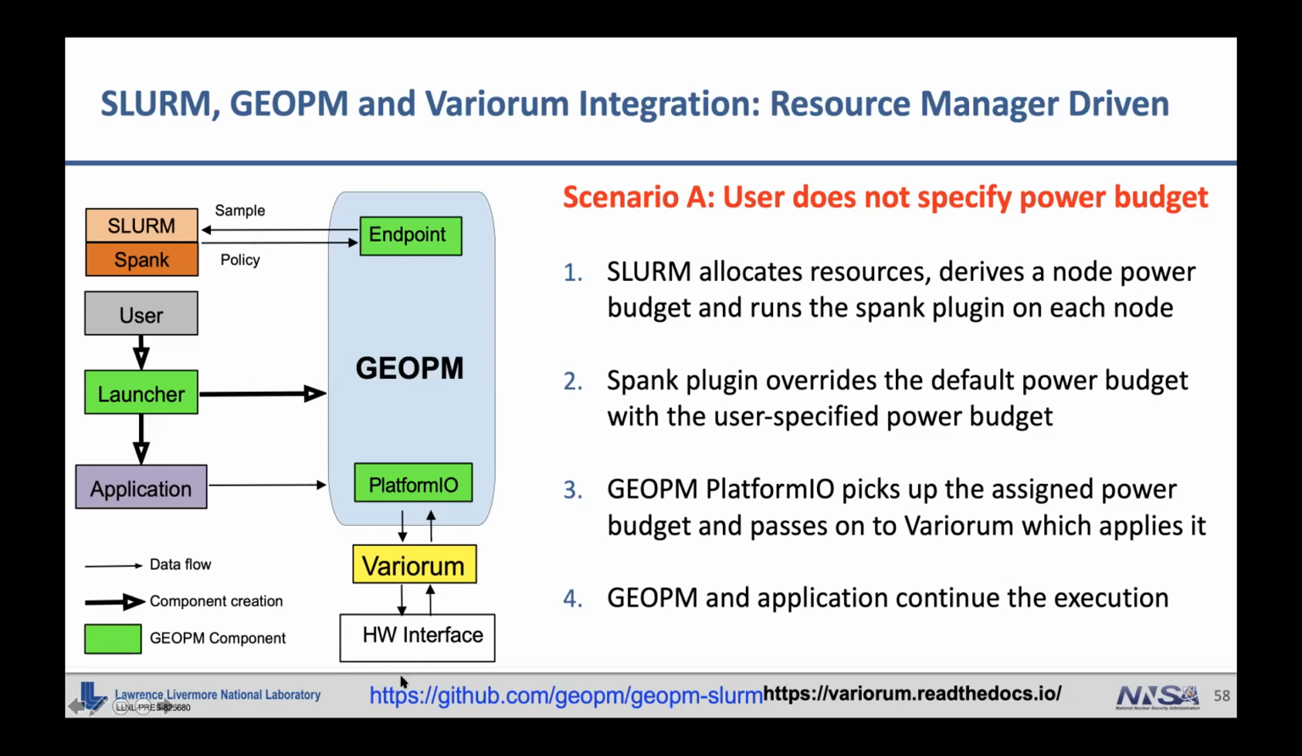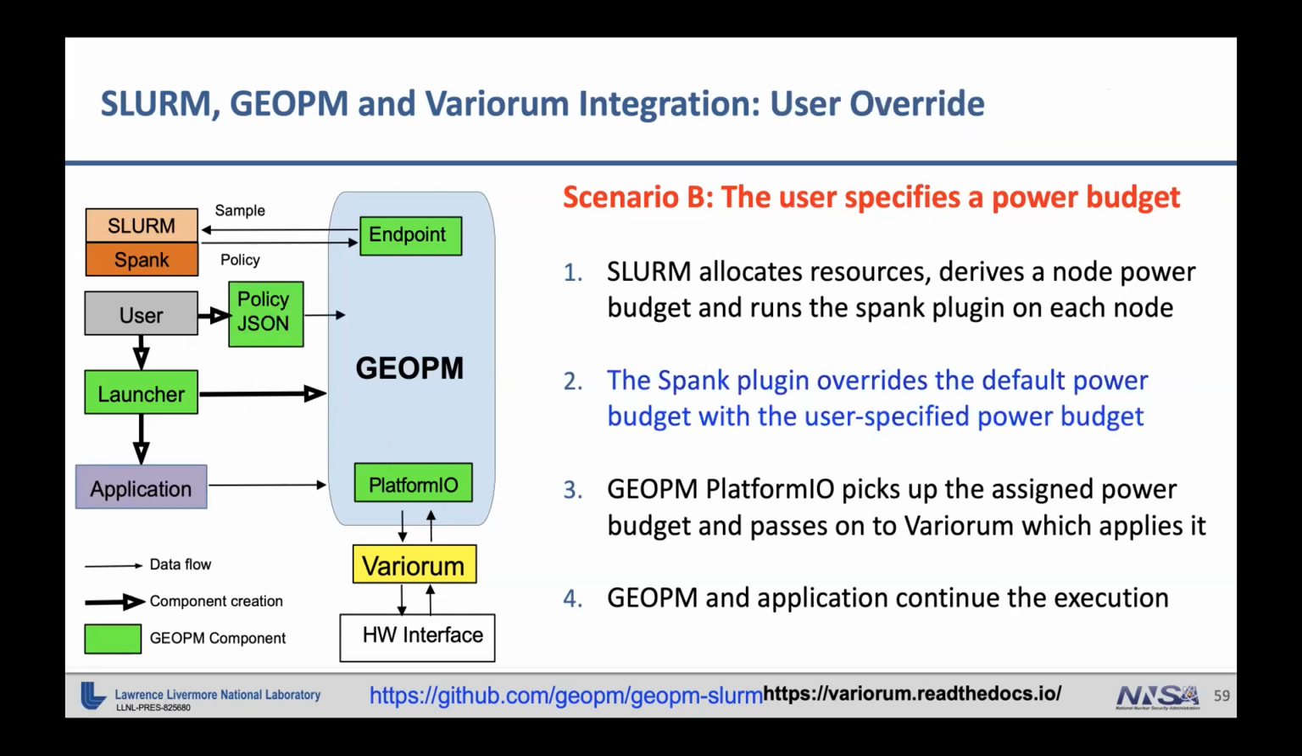More information on this method is on the GitHub link that I provided below. The idea is to have Variorum placed in between PlatformIO and the hardware. So we want to leverage the Variorum IO plugin in order to make this vendor neutral. We don't have it yet, but this is the plan. Currently, we have something that works with Slurm and GOPM, and Slurm directly talks to Variorum instead of going through PlatformIO.